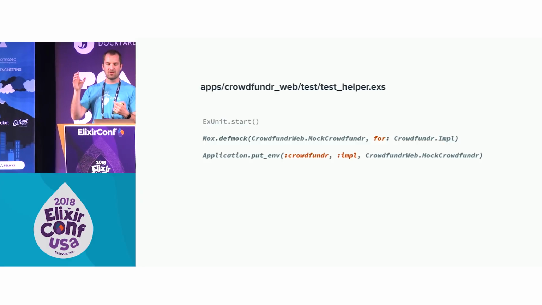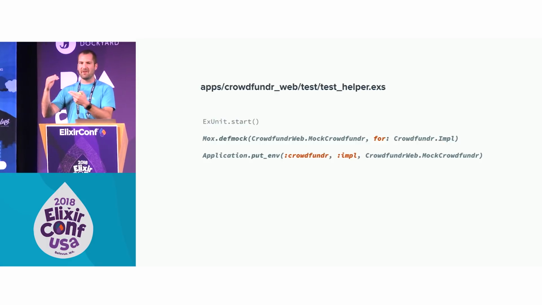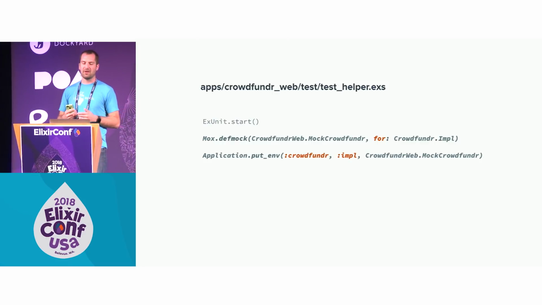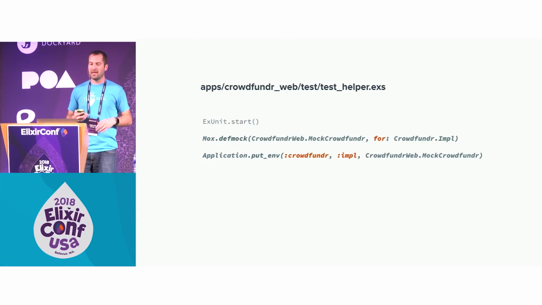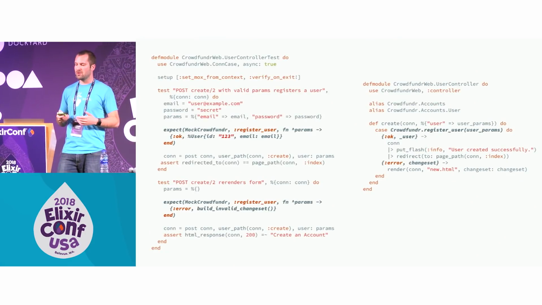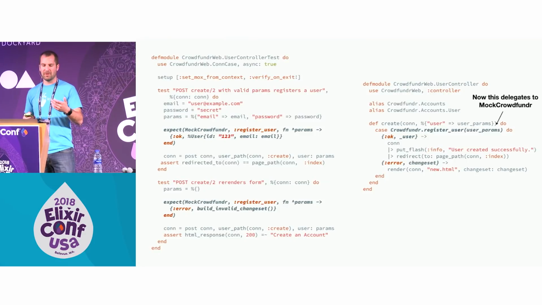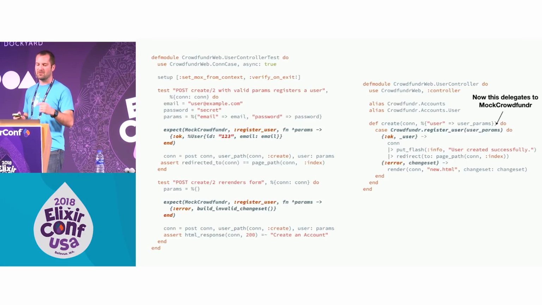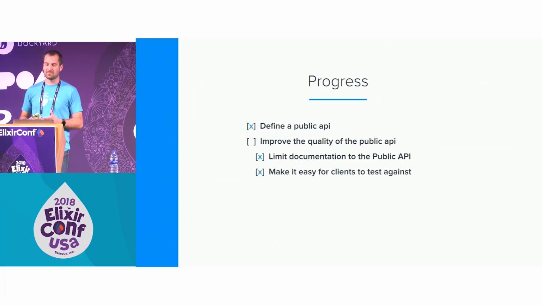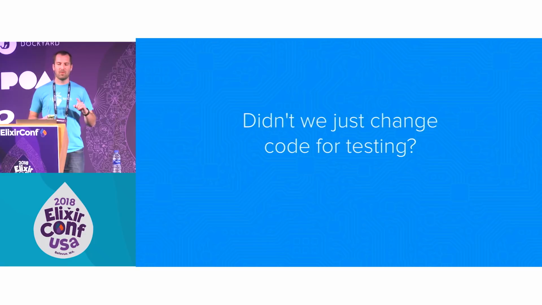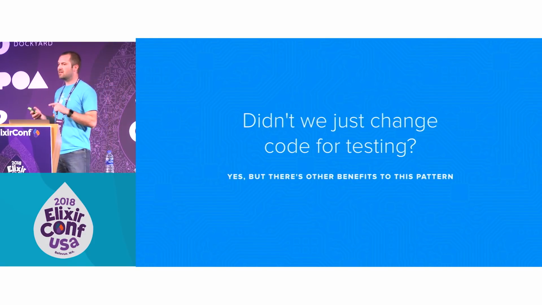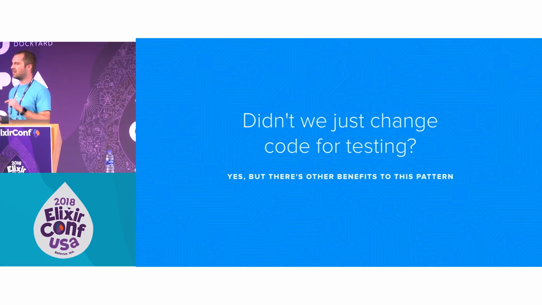So it'll take the Crowdfundr.Impl behavior and define and allow those functions to be called on the mock crowdfunder. And then to use it, all we do is put it in the environment and we're set. Now, if we go back to our controller test, since we've put that in an environment, this Crowdfundr.register_user now delegates to mock crowdfunder, and it works. So we made some progress, but wait, didn't we just change code for testing? Well, yeah, we did, but there's some added benefits to this pattern, and let me show you what they are.